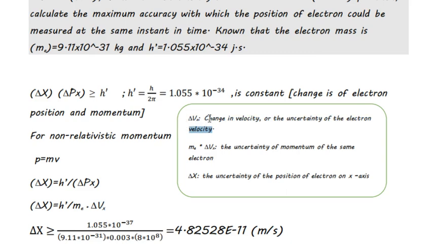If we multiply this value by the mass of the electron, we get the uncertainty of the momentum of the same electron. So if we calculate the uncertainty of the velocity and multiply by the electron mass, we get the uncertainty of the momentum. So you have this value and you have the constant value. The remaining is the uncertainty of the position of the electron on the x-axis, which can be evaluated with this equation. So the uncertainty of the position of the electron on the x-axis is evaluated to be 4.8 times 10 to the minus 11 meters.